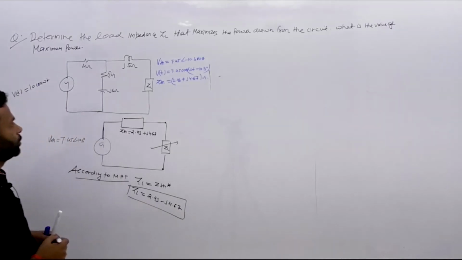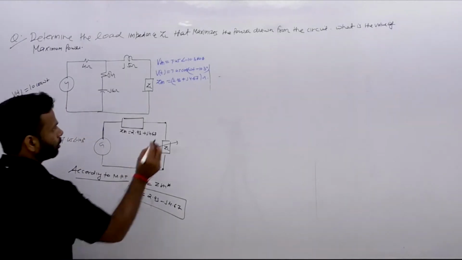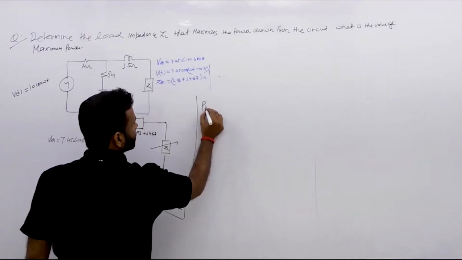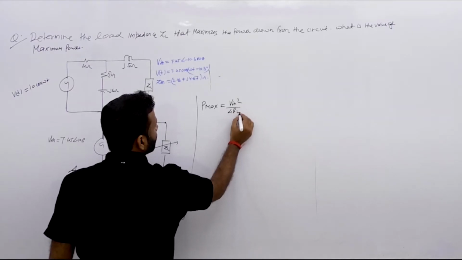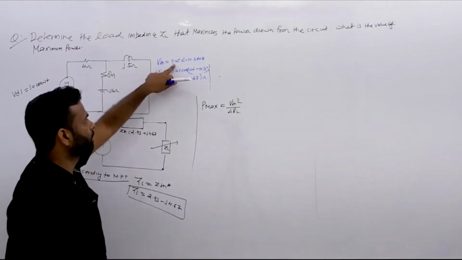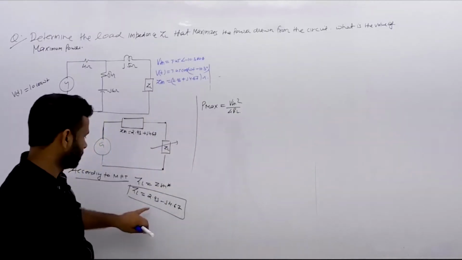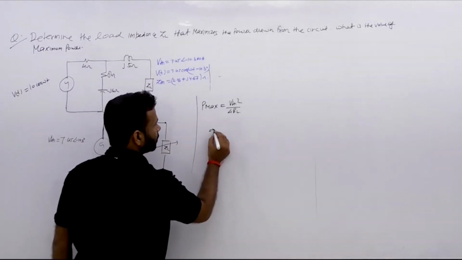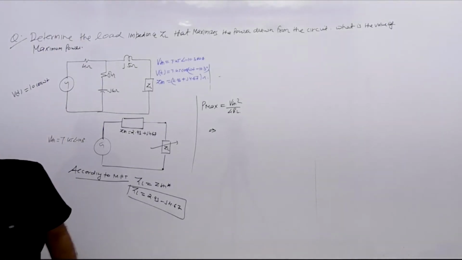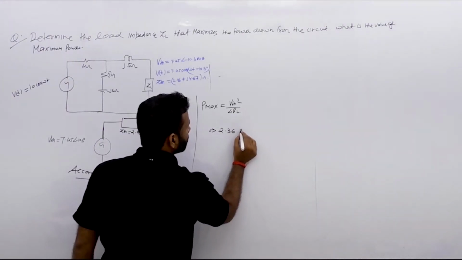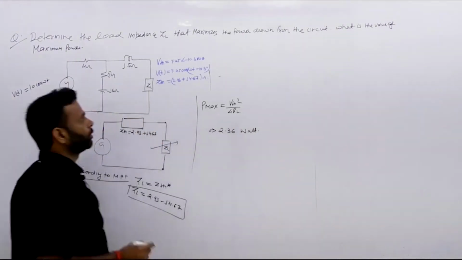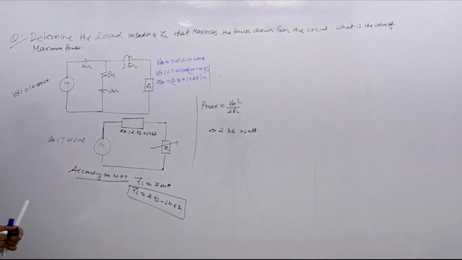Okay, now what is your maximum power formula? The maximum power formula is P max equals VTH square upon 4 RL. If you put in these values, VTH and RL, you will have the answer. I will just put in the answer because it takes lots of time. It is 2.36 watt. So this is your answer, because I took a conventional problem here to clear all the concepts.